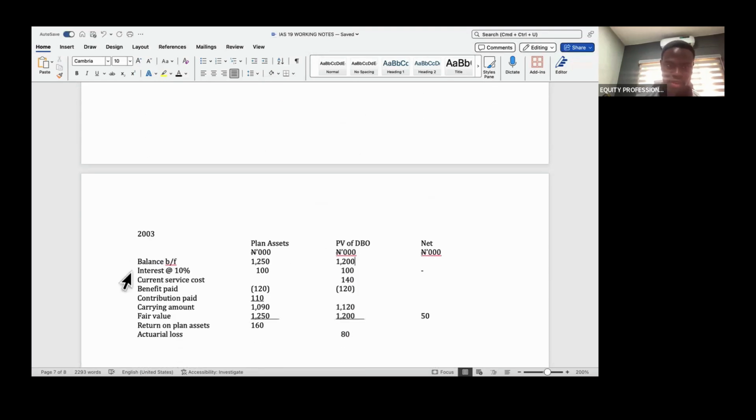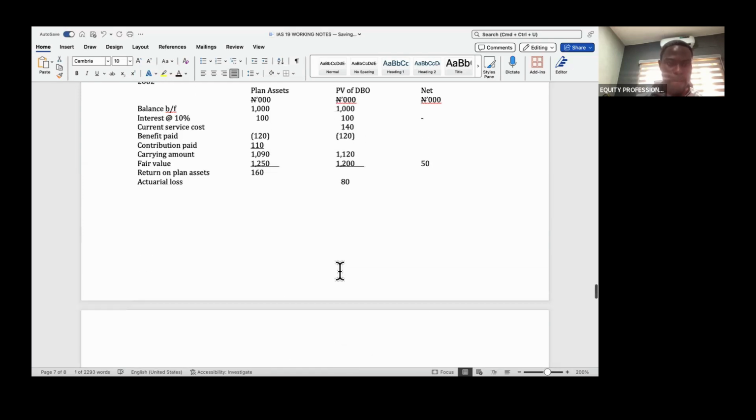Then we calculate our interest at 10%. This will be 125, right? And this will be 120, right? Then there's a difference of 5. Good enough. The asset is higher than the liability, so this becomes a net interest income, positive in our P&L.